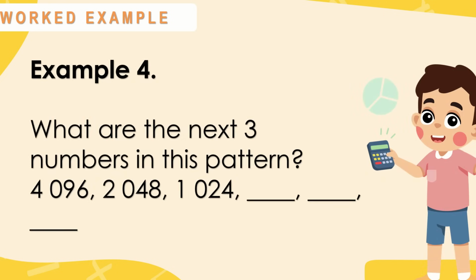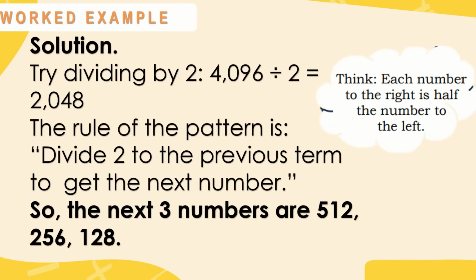Example 4. What are the next 3 numbers in this pattern? 4096, 2048, 1024. Think each number to the right is half the number to the left. For the solution, try dividing by 2. 4096 divided by 2 equals 2048. The rule of the pattern is divide the previous term by 2 to get the next number. So, the next 3 numbers are 512, 256, and 128.